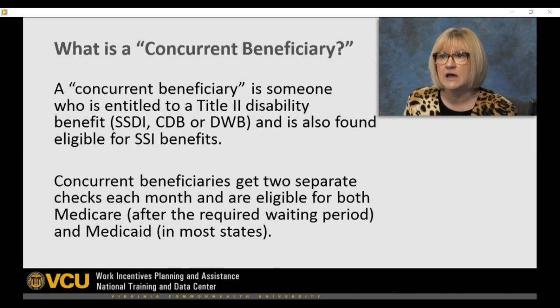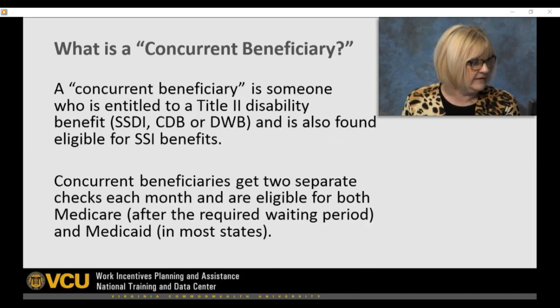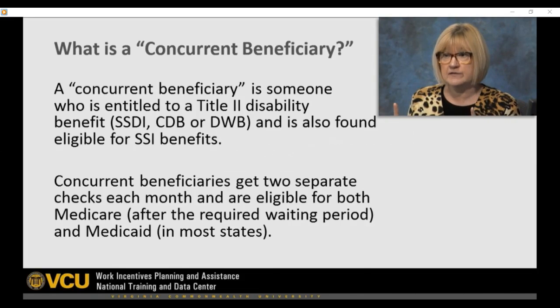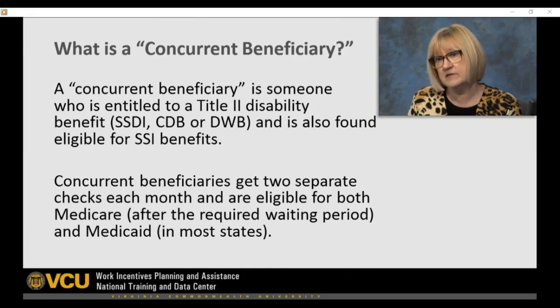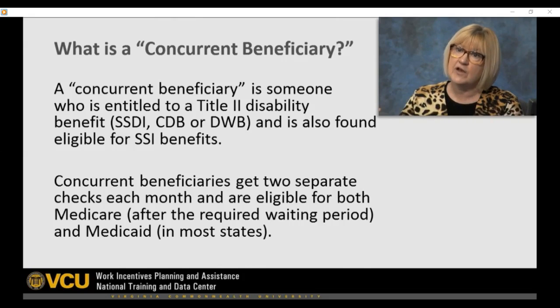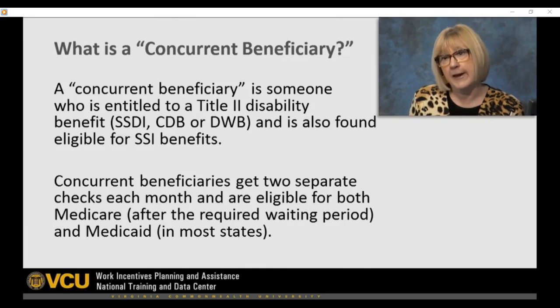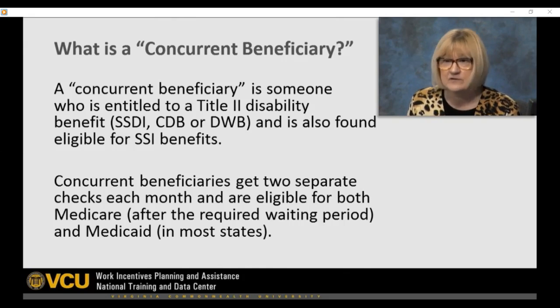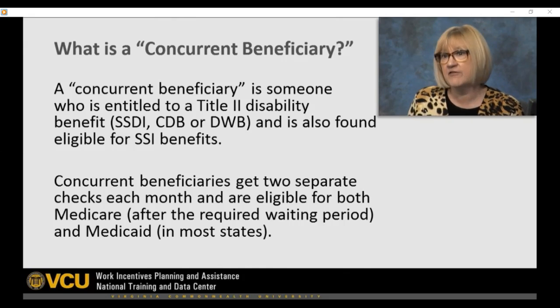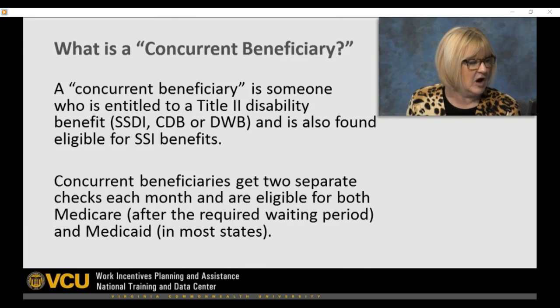So what is it? Someone who is entitled to a Title II disability benefit, SSDI, CDB, or DWB, the rarest one we didn't really cover, and is also found eligible for SSI. They get 2 separate checks each month. In most cases, they even get the checks at different times in the month. Sometimes beneficiaries don't even know that because their checks are deposited automatically, and they just know that it goes into the bank. They don't know what days those deposits are made, or the fact that they even get 2 checks, but it is common.